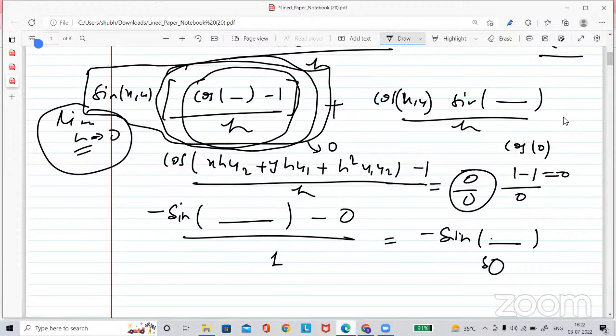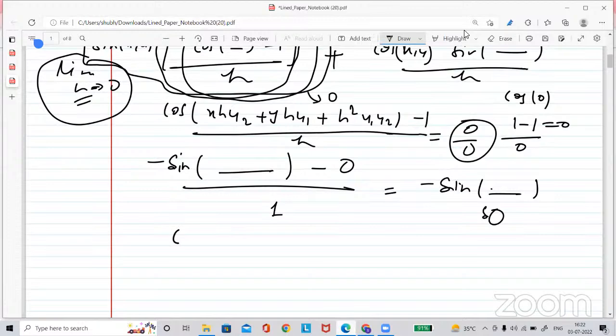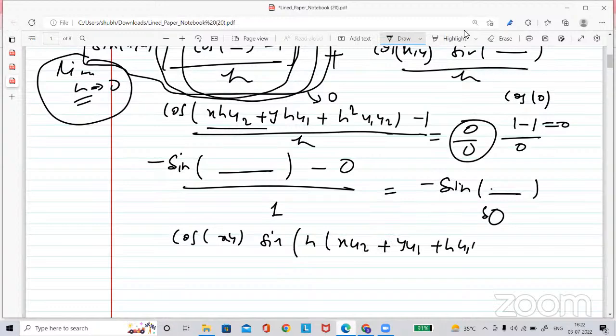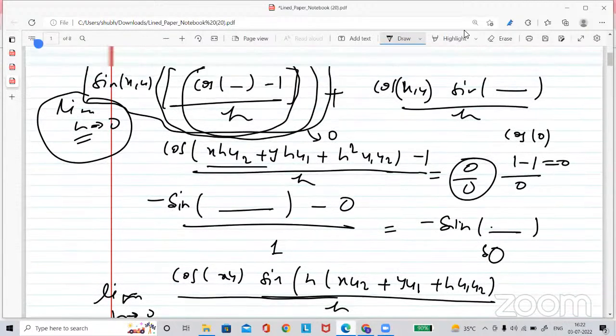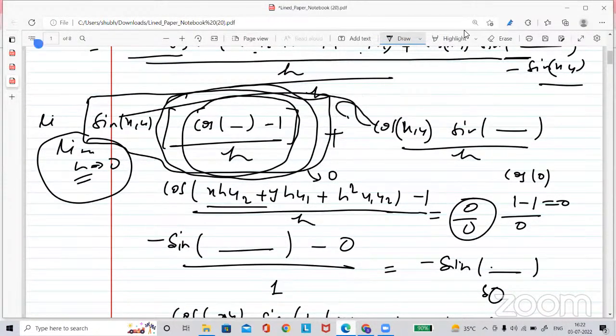And similarly, what is going to be here? Let me tell you the expression. We have cos xy times sine of that bigger expression. You can take h as a common: h times (x u2 plus y u1 plus h u1 u2), upon h, the whole h. You want to find the limit, so you make it a separate limit here.